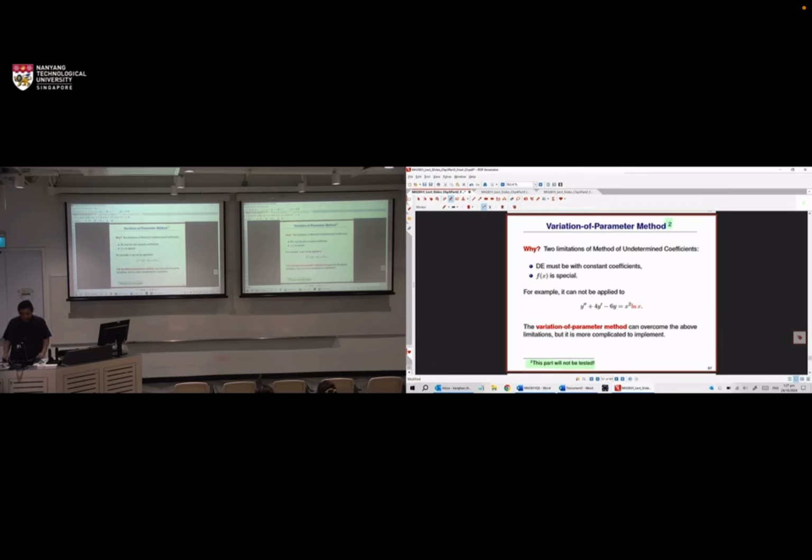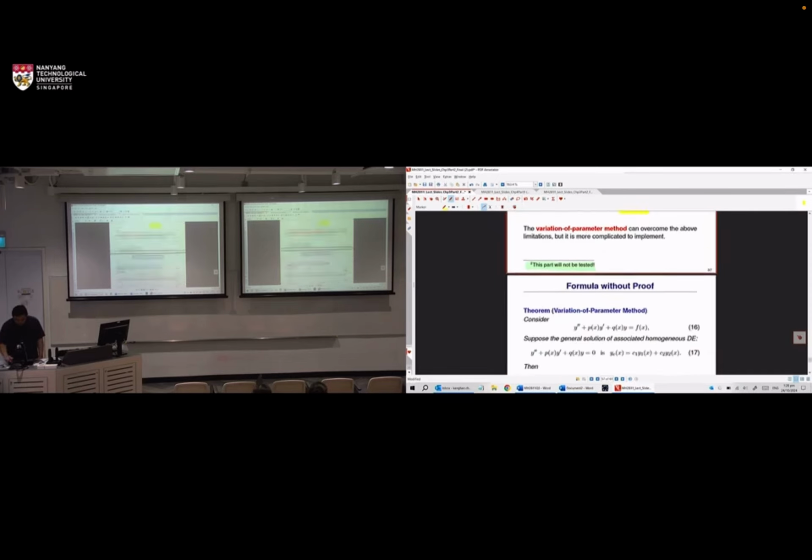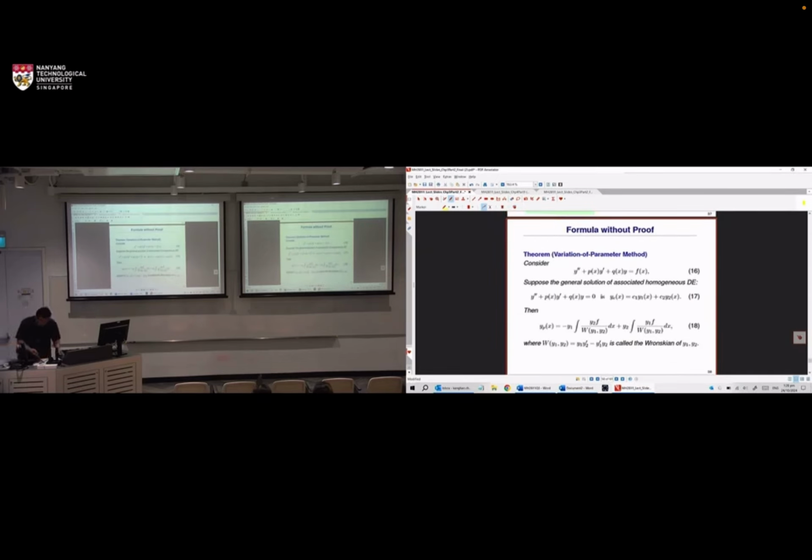So the previous method suffers from some limitations. The DE must have constant coefficients. The f(x) is a very special case. For example, it cannot be applied to cases like this, which are not in the table. So this is a very powerful method that can overcome the above limitations, but it's too complicated to implement. You can just be aware of it.